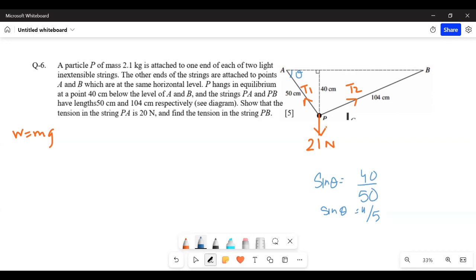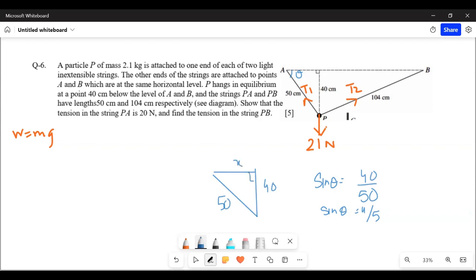Okay. I need cos theta as well. If the hypotenuse is 50 and one of the sides is 40, then you can apply Pythagoras theorem to get the third side, which is the square root of 50 squared minus 40 squared, which equals 30. So that means cos theta is going to be 30 over 50, that is 3 over 5.